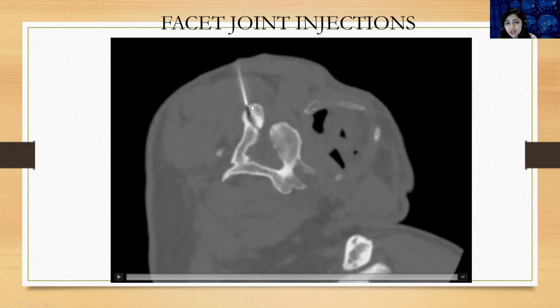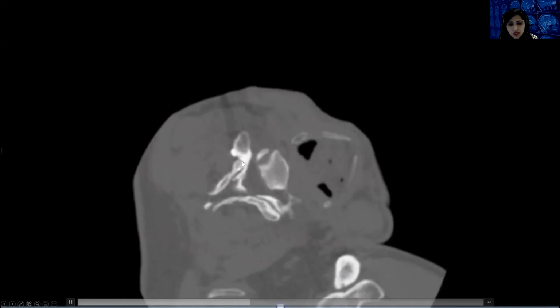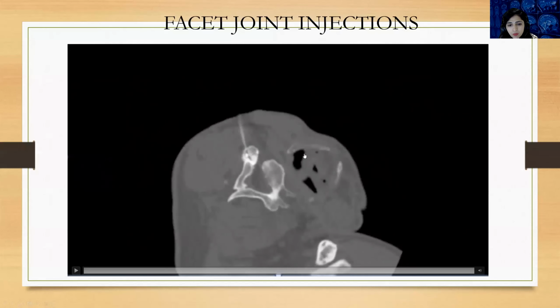They are a little bit difficult because there are a lot of vessels around this area. You have to be careful that you are not entering into a vessel, and it's an oblique position. Especially at C7, there's a curvature of the neck, and that's a really steep area to go into. So cervical spine injections are a little bit more difficult compared to lumbar spine injections. Again, another cervical spine facet injection, which you can all see. The oblique position, and the injection is going into the facet joint.